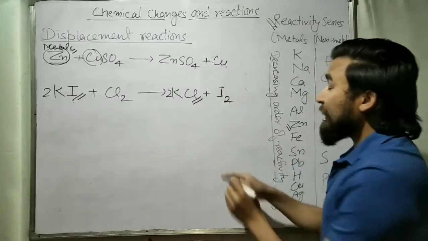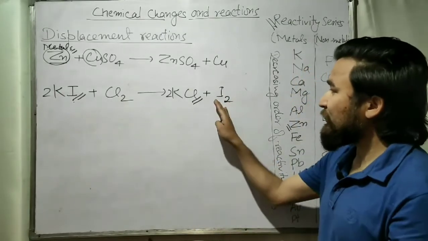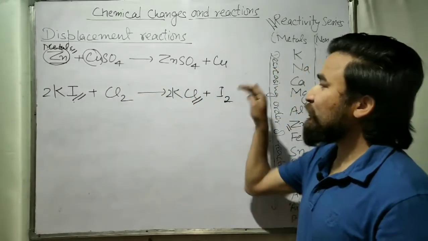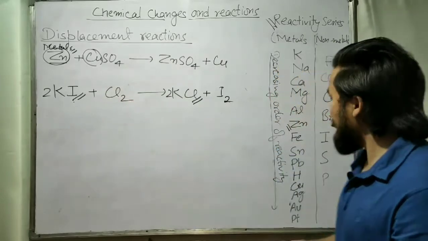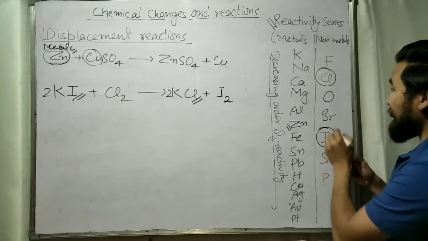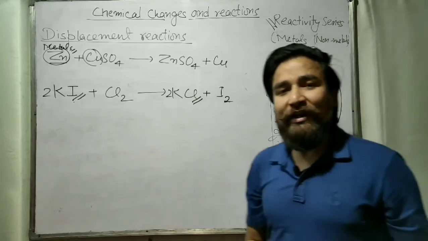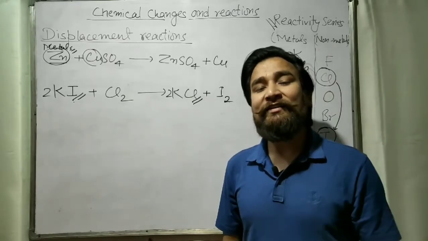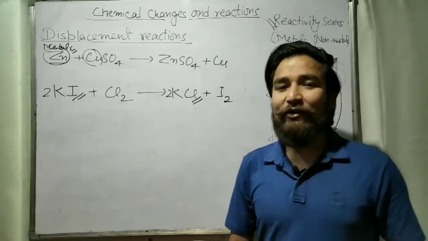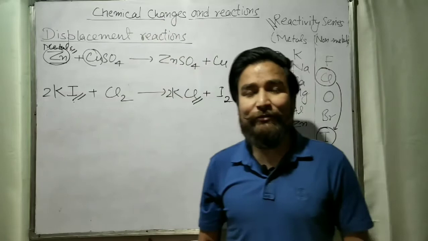Now again, can this reaction happen in reverse, meaning can iodine displace chlorine? Can KCl plus I2 give KI plus Cl2? The answer is again no, because you can see iodine is here, chlorine is here. Chlorine is more reactive than iodine. It means a more reactive non-metal will displace a less reactive non-metal. Chlorine will displace iodine, but iodine cannot displace chlorine. So I hope you have understood the concept of displacement reaction.